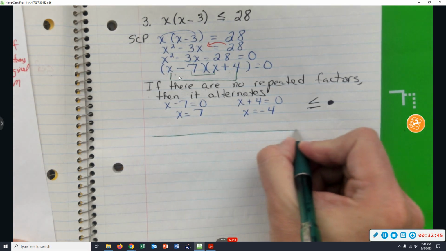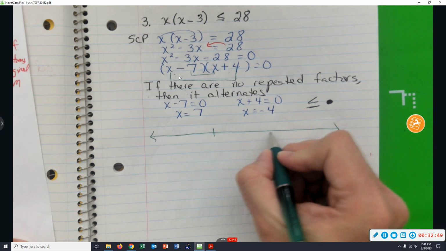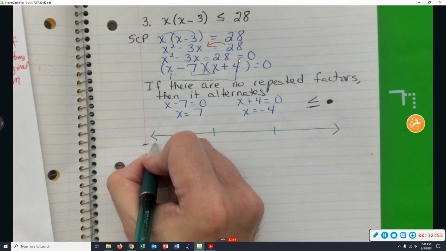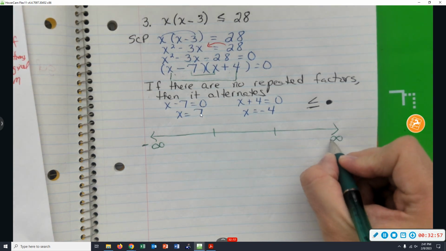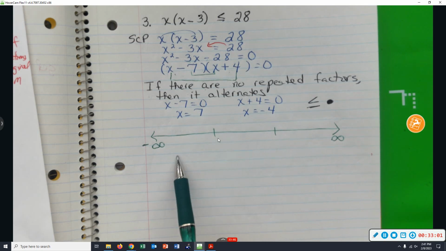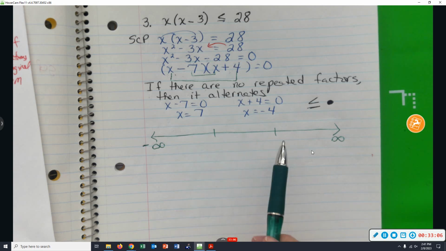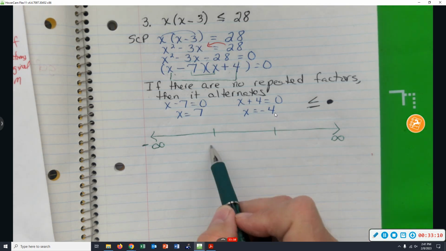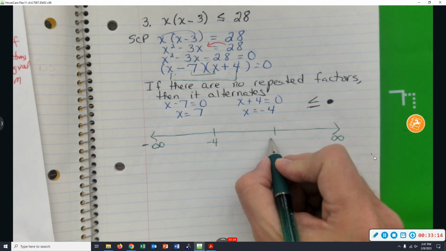You label the numbers in numerical order, not in the order in which you write them. You laugh, but so many people would put 7 and negative 4. Then it's just going to be such a mess. So how should it be labeled? Negative 4, yes. Negative should always be to the left of a positive.